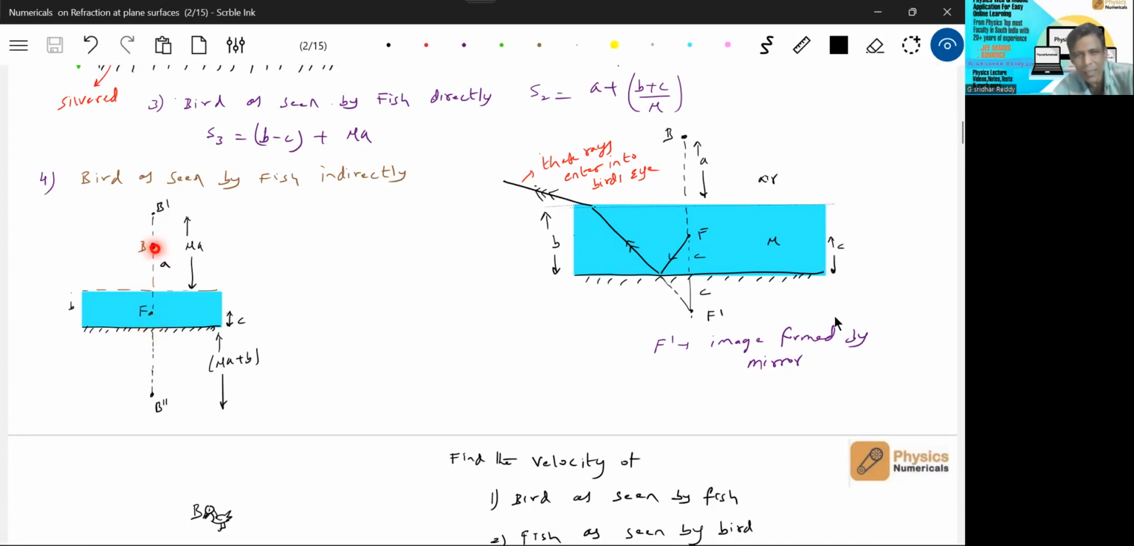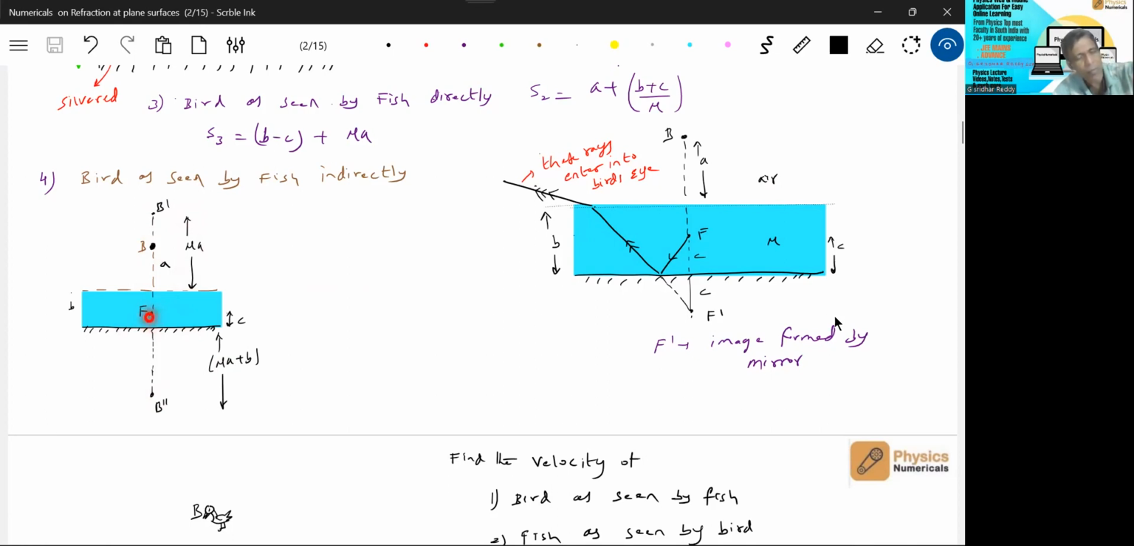See the idea. The rays emitted by the bird will first undergo refraction, then will fall on the mirror, then will be incident on the mirror. So therefore, the bird will appear further, so mu A. Then its image will be formed. So what is the object distance? Mu A plus B will be the object distance. Image distance should be mu A plus B. Okay, agree with this. So after reflection from the mirror, it will fall into the fish eye.